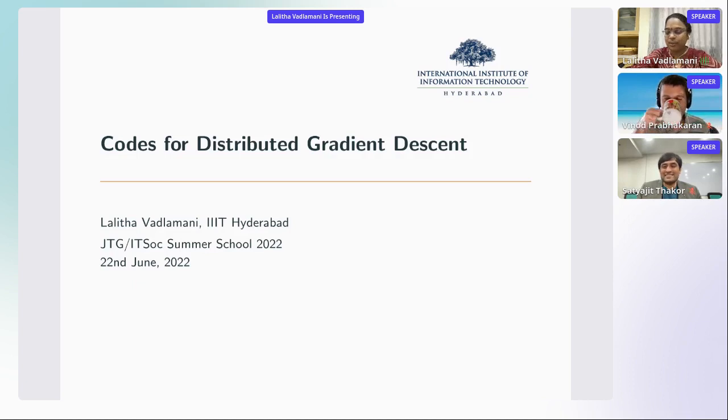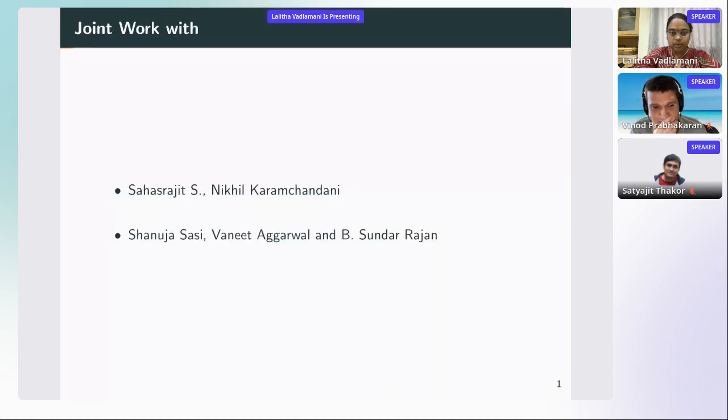So today I'm going to talk about codes for distributed gradient descent. This is joint work with Sahasrajit and Nikhil. Sahasrajit, when he was doing masters, I think dual degree, from IIT Bombay. Now he is in Stanford. One part of the work is joint work with them, and the second part of the work is joint work with Chanuja, Vaneet, and Professor Sundarajan.